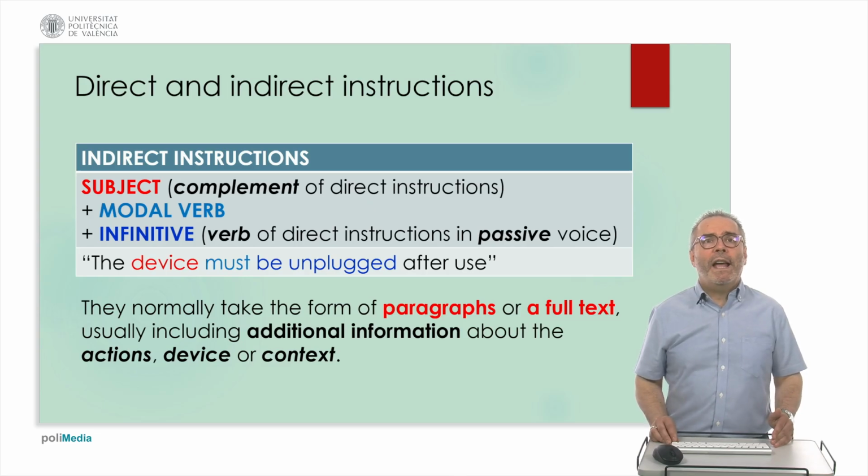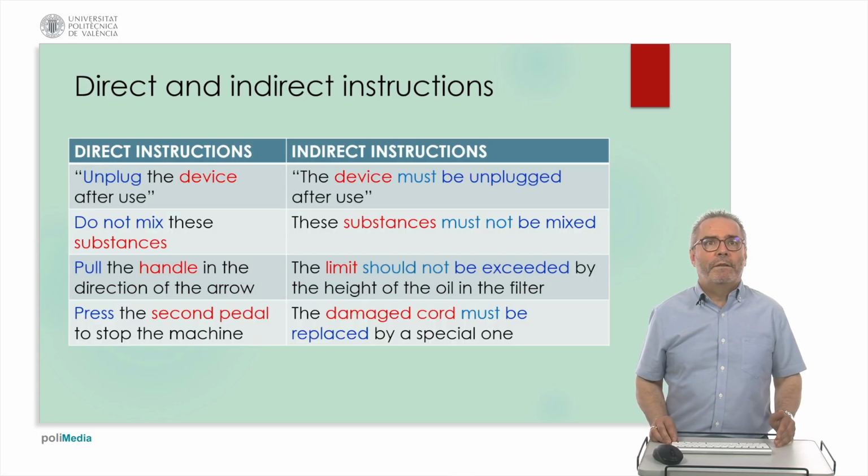Indirect instructions, on the other hand, have the subject of the sentence, which corresponds to the complement in direct instructions, plus a modal verb, plus the infinitive verb in the passive form. For example, the device must be unplugged after use. This has exactly the same meaning as the other example. This type of instructions normally take the form of paragraphs or even a full text, usually including certain additional information that help us to understand the actions, the devices, or the context.